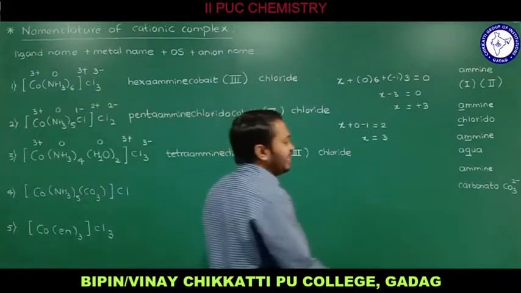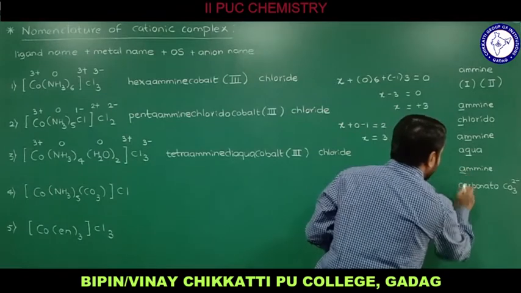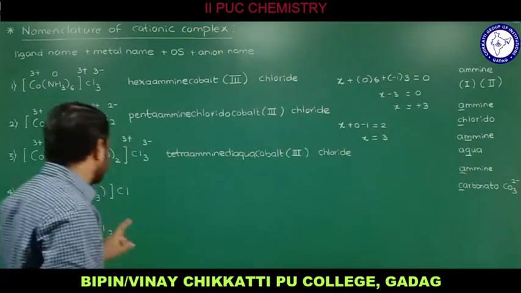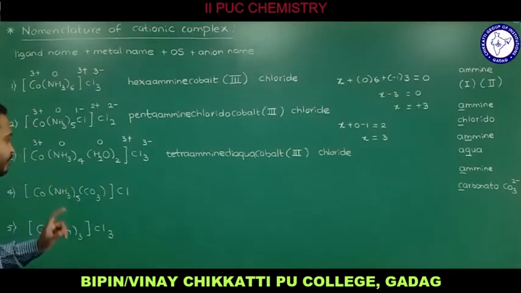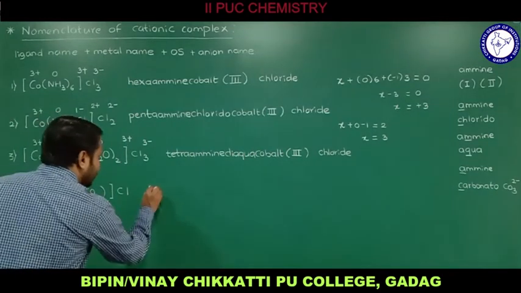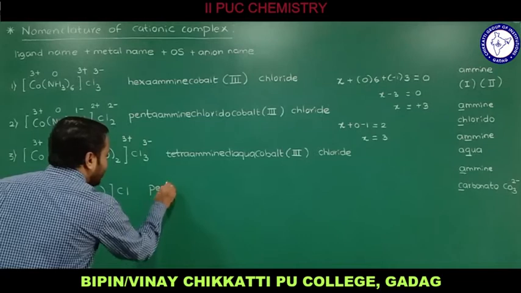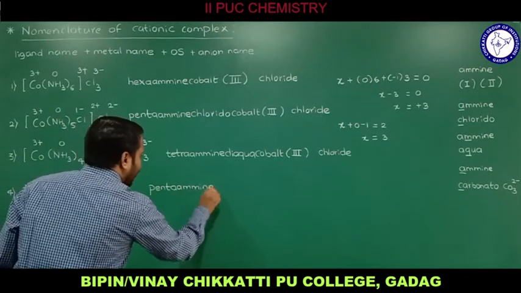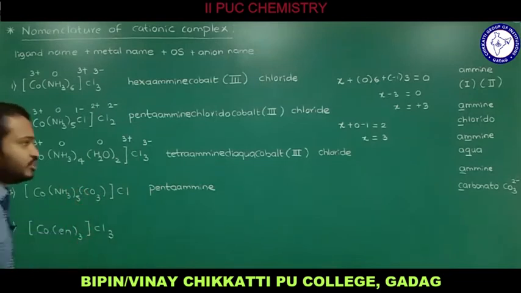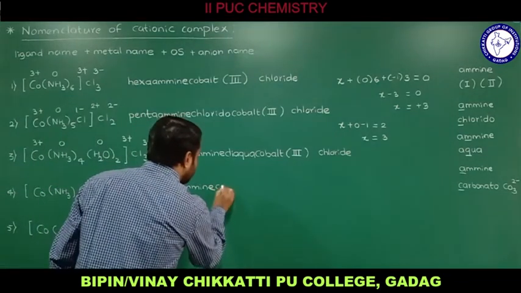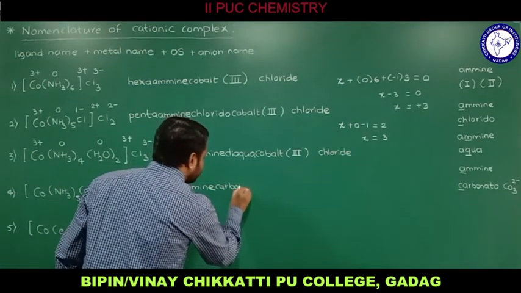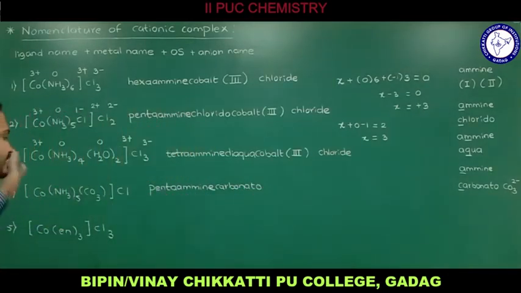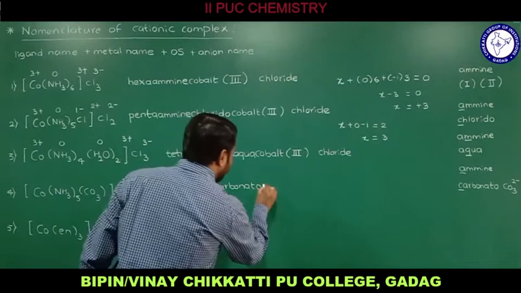So, now we need to follow the alphabetical order. So, A we have and C we have. Alphabetical order, amine has to be considered first. Amine, but how many amine we have? 5 amine we have. Prefix has to be added. So, what is that prefix? Pentaamine, right? And one more ligand we have CO3, and we have only one CO3, carbonato. And next we have central metal atom, and that is cobalt.